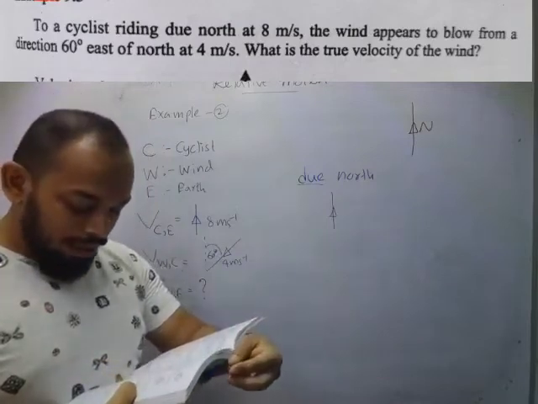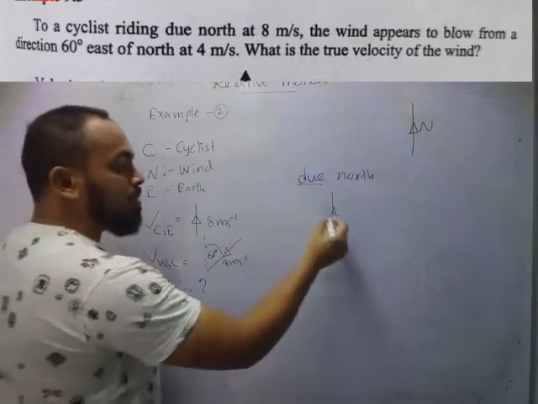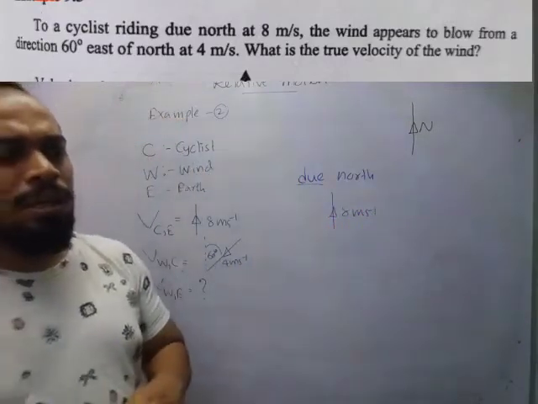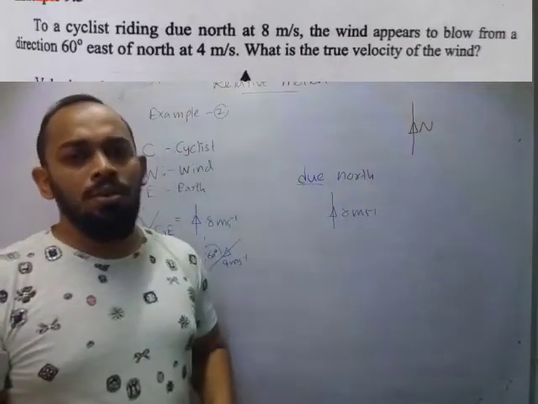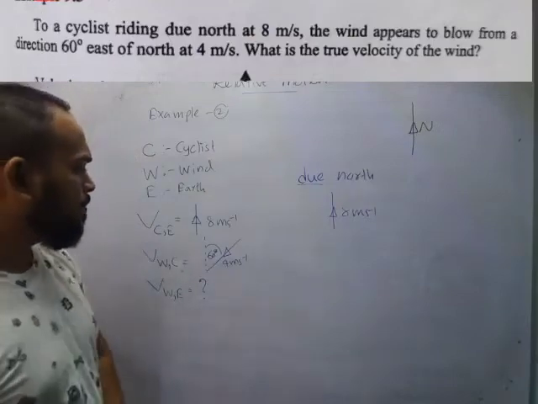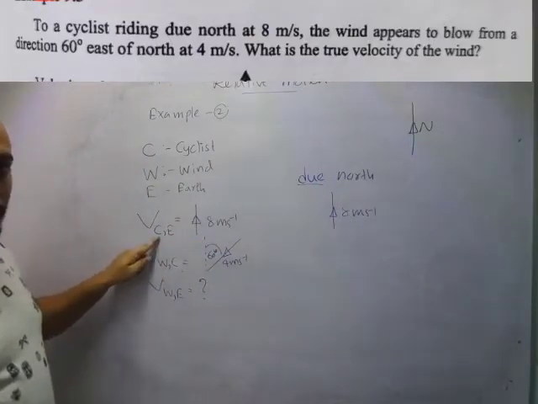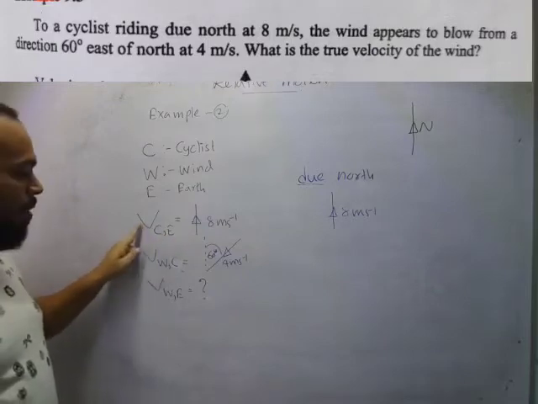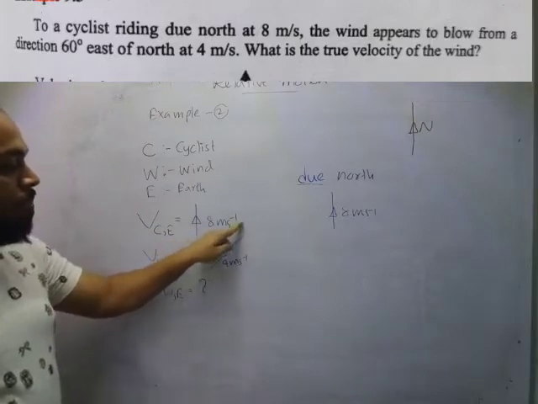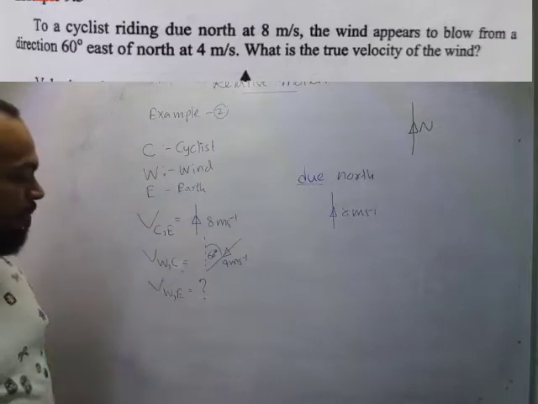It only says the direction. Then it says, at 8 meters per second. So 8 meters per second, due north. Taking due north, this is the cyclist riding due north relative to earth, right? This is about relative to earth. So we can write it like this: velocity of cyclist with respect to earth, or velocity of cyclist relative to earth, is 8 meters per second due north, right? Represent this data.